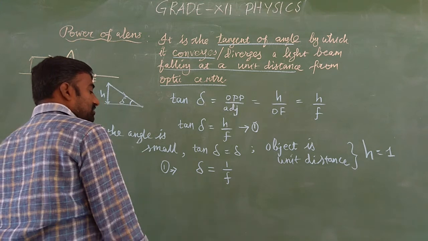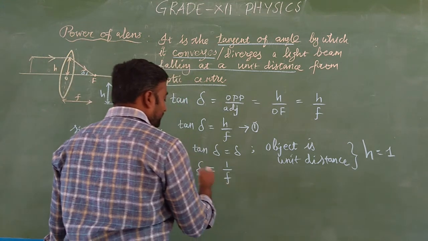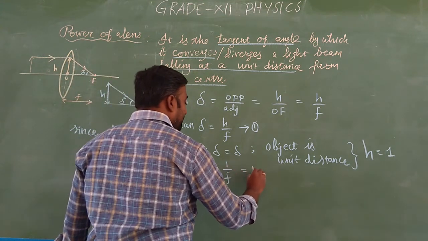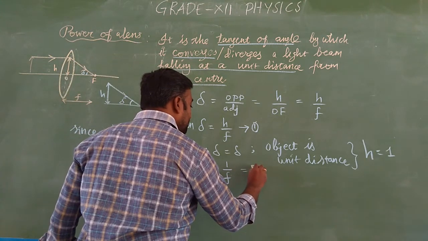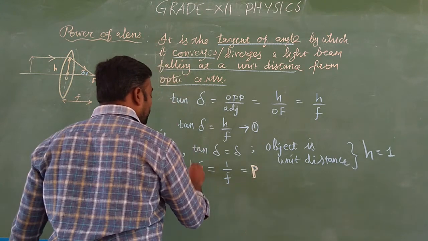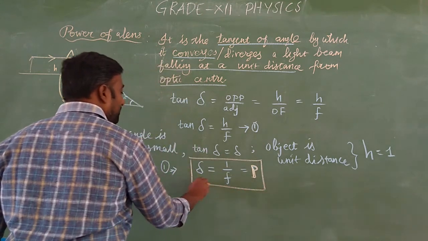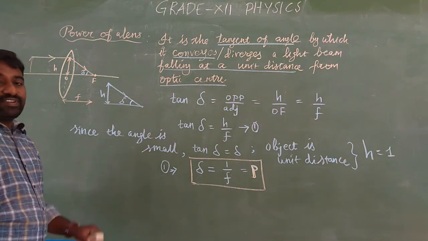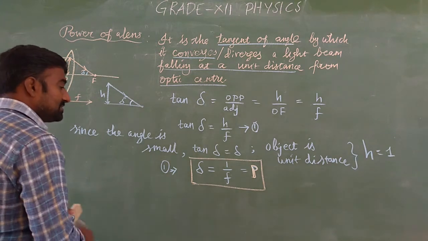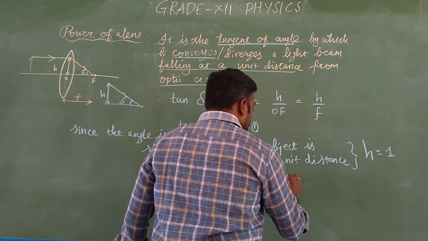Okay. So this is nothing but the power of lens. Hence we obtain the power of lens. So the power of a lens is the reciprocal of its focal length. The SI unit of power of a lens is diopter. Okay, already in 10th you have studied. The SI unit of power of a lens is diopter.